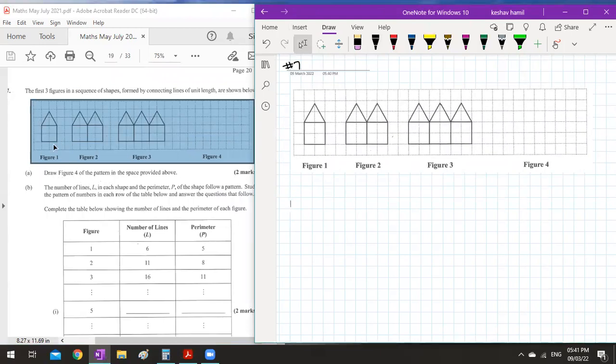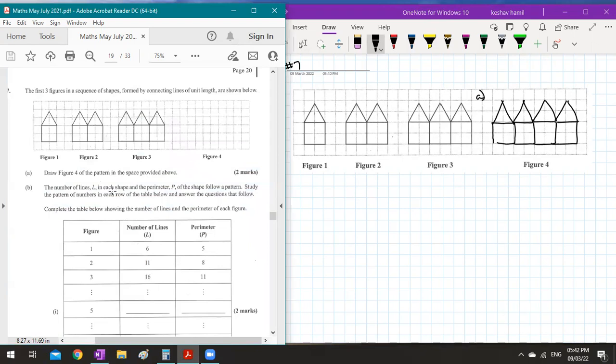Obviously, right, so the question is now to draw the 4th figure. Now you all will have a ruler to do this. Right, so you have to draw the squares. Please use a ruler to do this. I'm just drawing it freehand now. So as you can see, each time they added another square and another triangle on top. Right, so that will be the 4th figure.